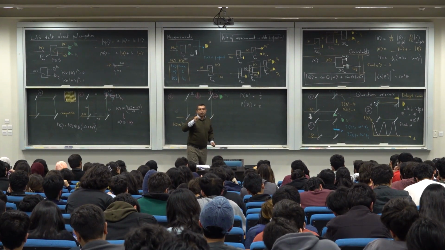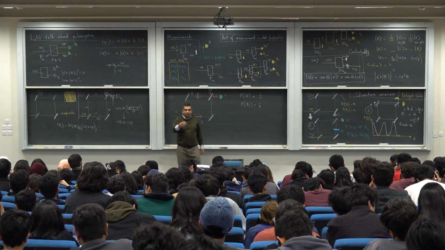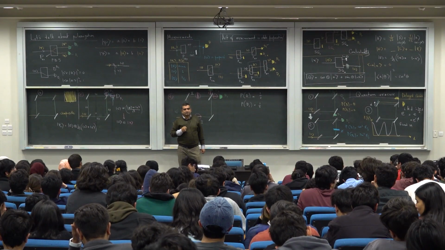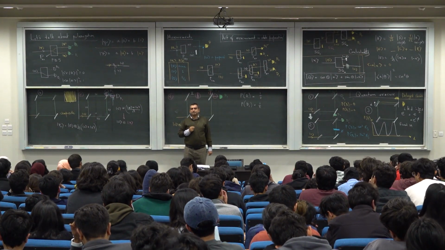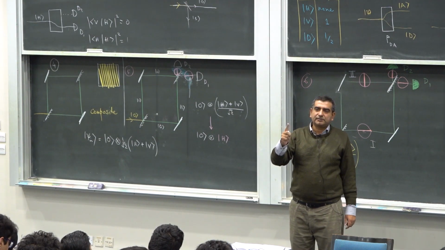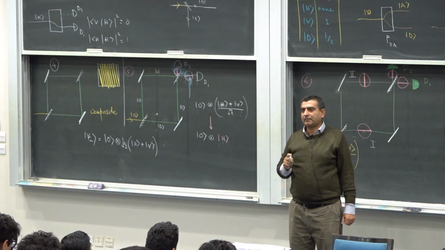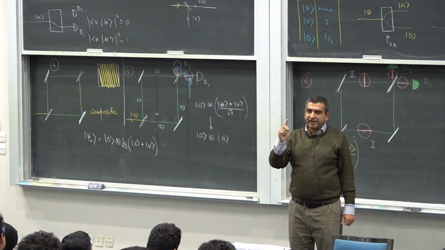Now if a photon is detected, let's enter a Socratic dialogue. One photon is detected. How many detectors fire? One. Can we tell which detector fires?